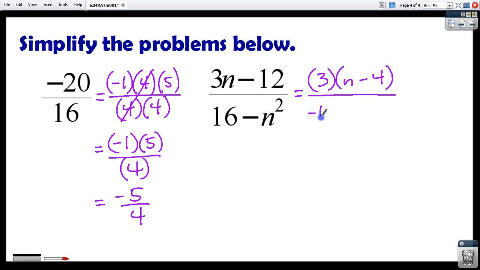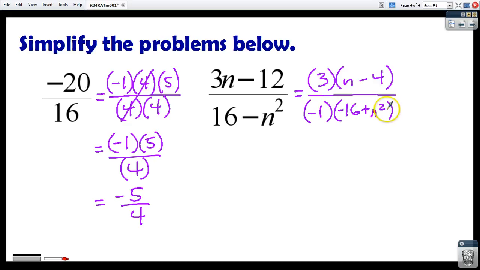I'm going to take out a factor of negative 1 out of this. Now here's what will happen. Positive 16, well, if you think of it, negative 1 times what would give you a positive? Well, it'd be another negative, so it'd have to be negative 1 times negative 16. Then here, minus n squared. But if we take out that negative 1, the minus becomes a plus, and we get plus n squared.